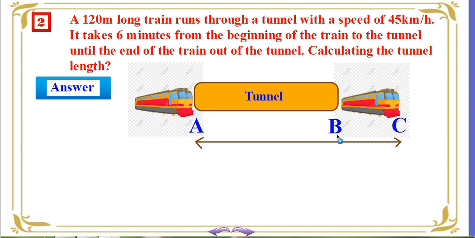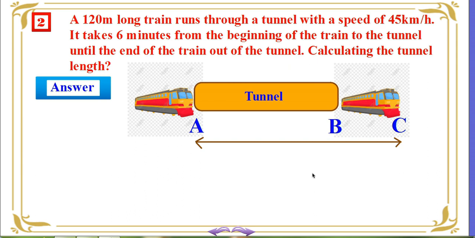We look at the summary image. To find the length AB, we take the length of the line AC minus the length of BC. The length of the AC line is the distance the train travels in 6 minutes, while the length of the BC segment is the length of the train. So we have solved the problem.